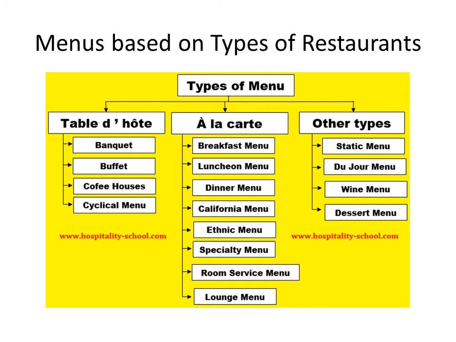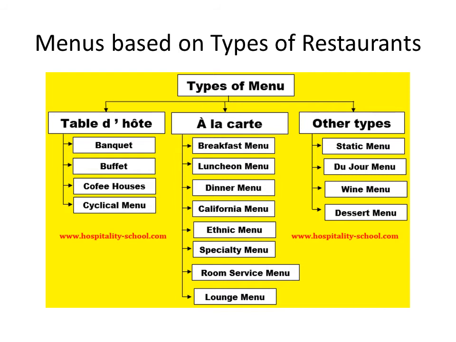A la carte, this is where you choose everything you want. You might see this on a breakfast, a lunch, a dinner menu. The California menu, that is kind of like a diner. Ethnic menu, of course, different types of restaurants there, Chinese, Japanese, French, things like that, Middle Eastern. Specialty menu. We're going to talk a little bit about specialty menu in just a couple of moments. Room service menu, lounge menu. And then you have your other types of menus. You have your static menu, your du jour menu, your wine menu, and your dessert menu.